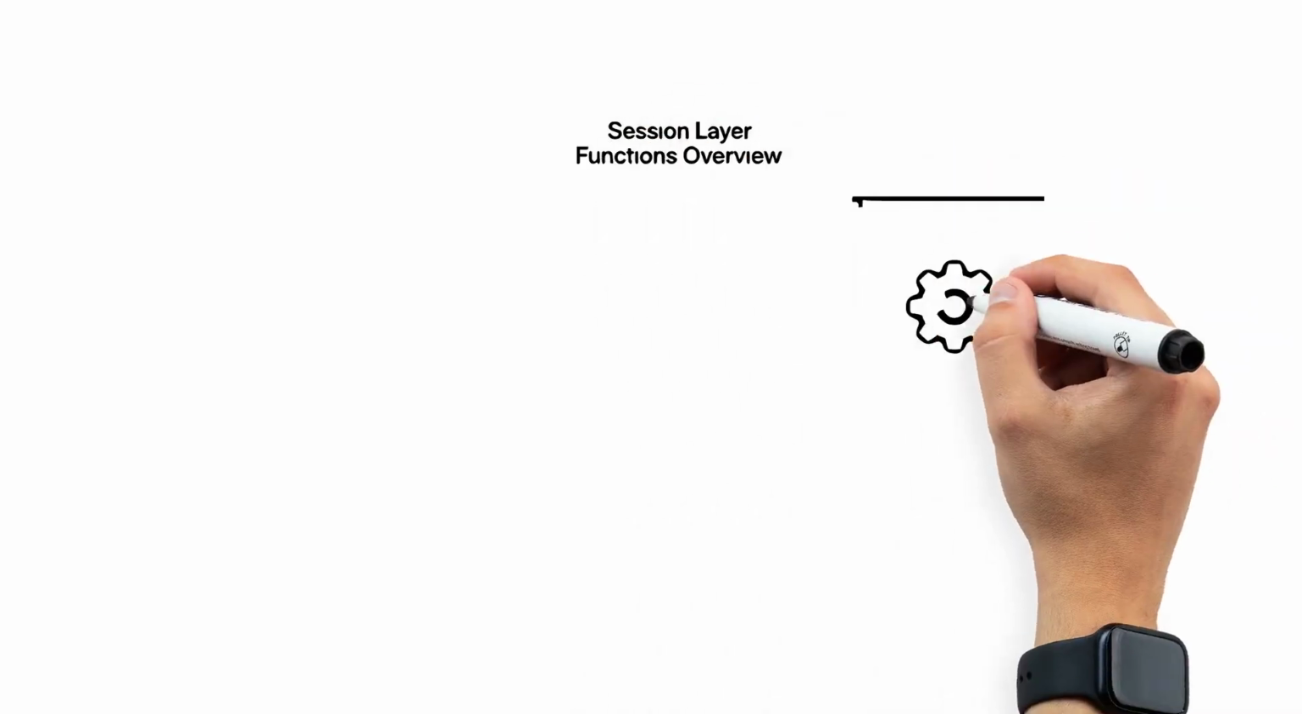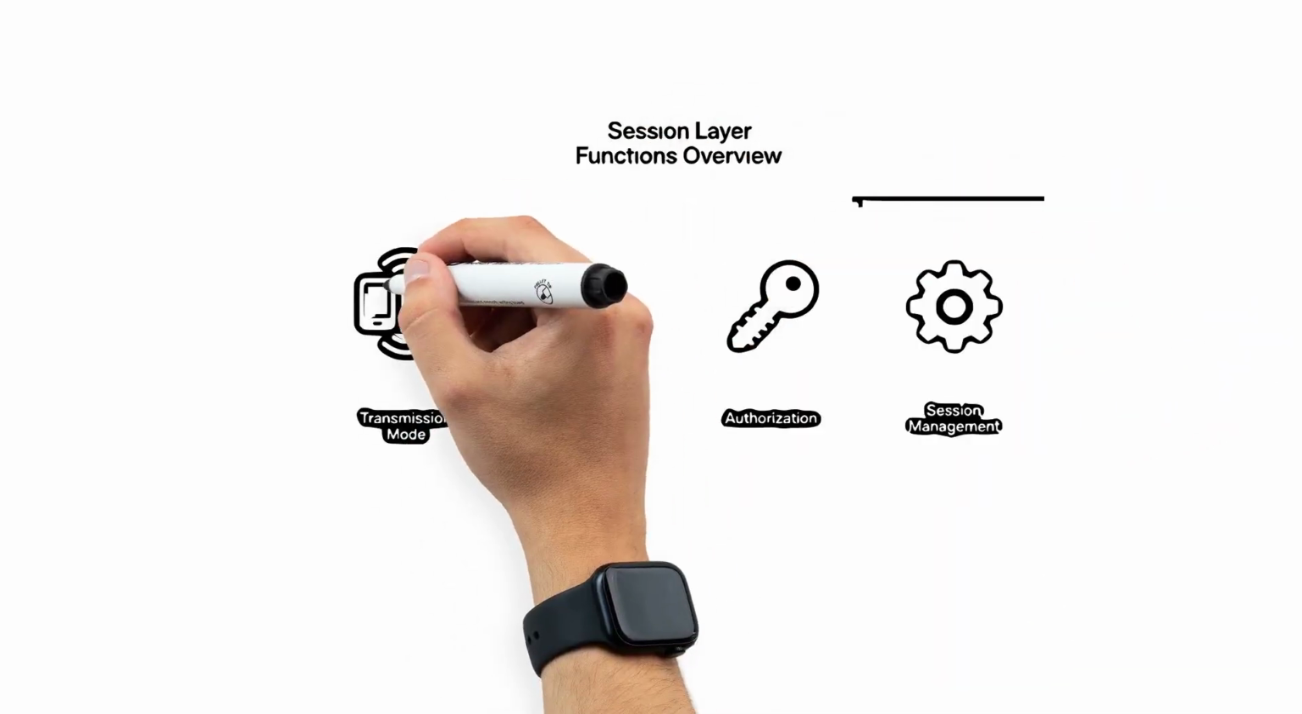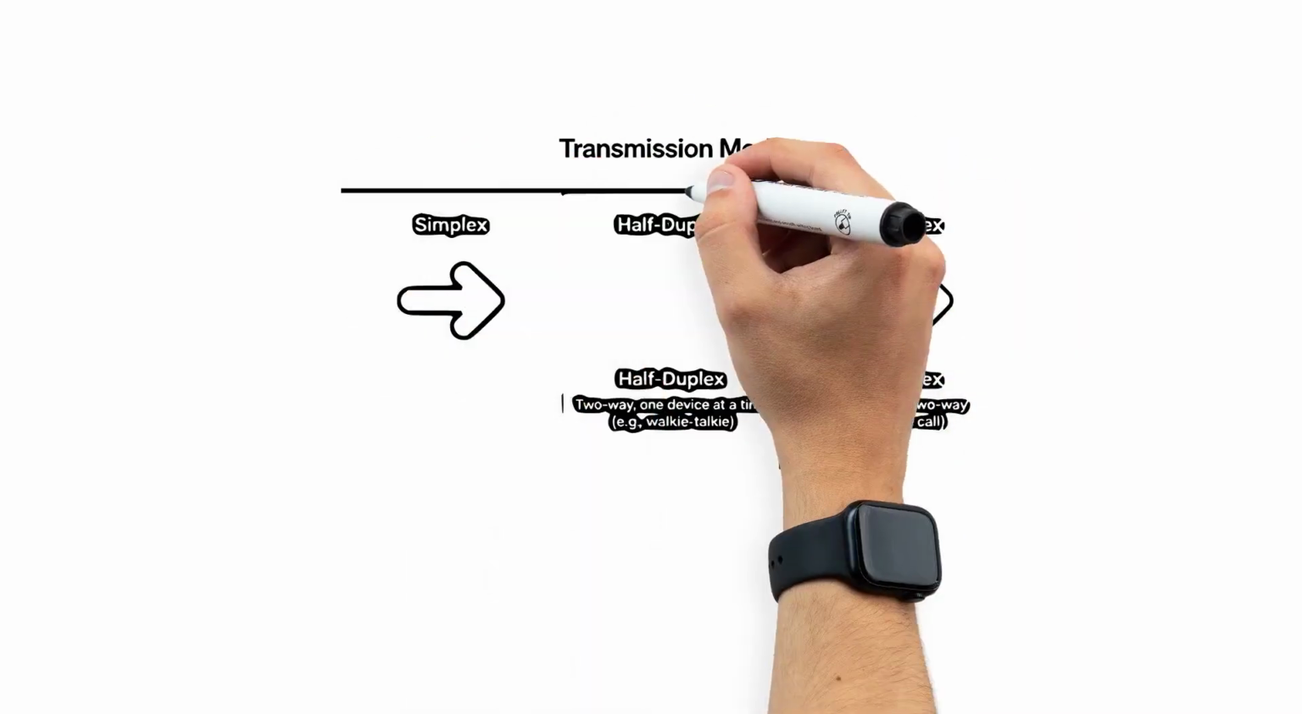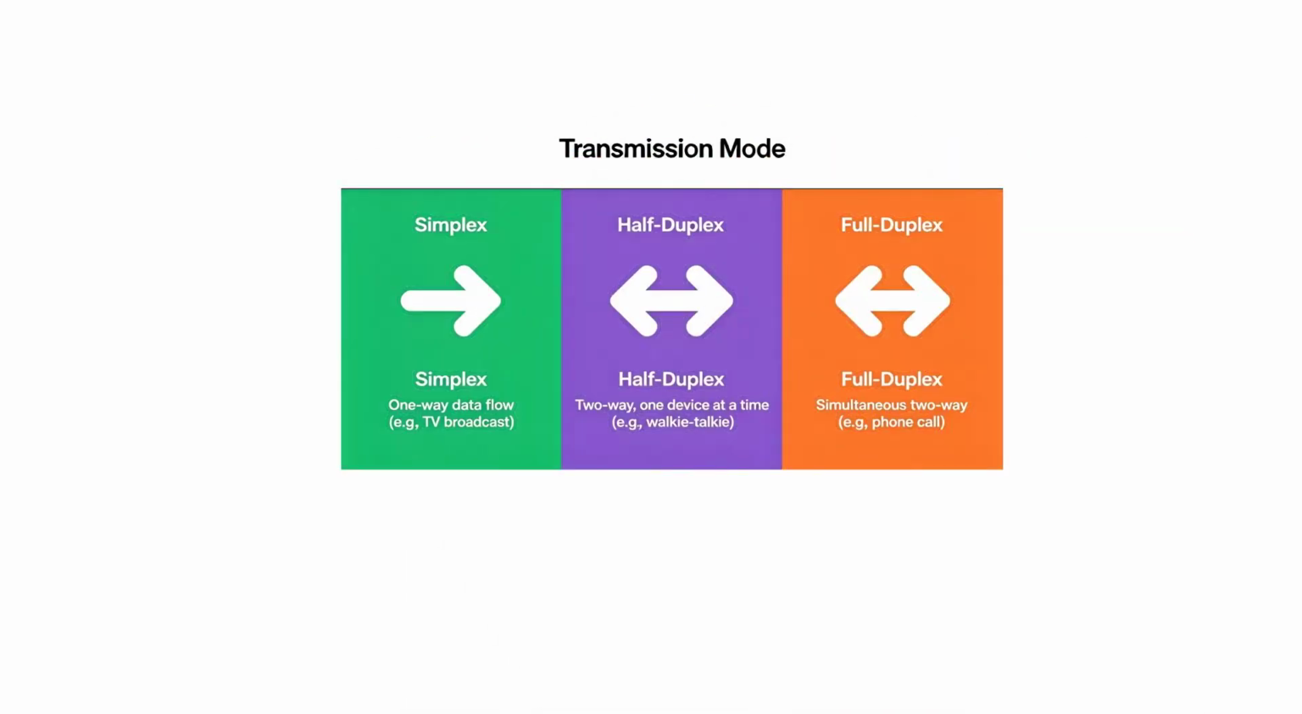The third layer is the session layer. It has 4 main functions: transmission mode, authentication, authorization, and session management. Let's begin with the transmission mode. It is generally divided into 3 types: simplex, half duplex, and full duplex.